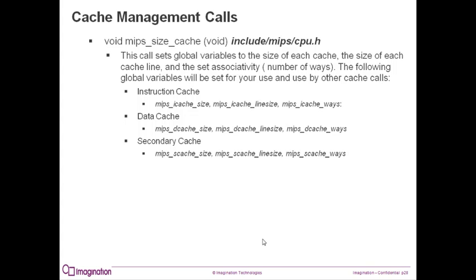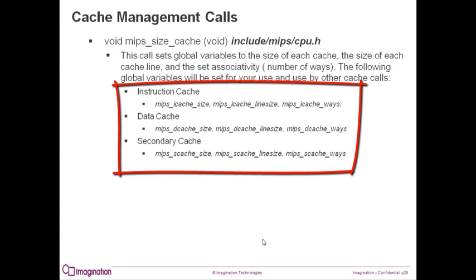There is a function that sets up global variables with the cache dimensions called MIPS size cache. Many of the other functions that follow rely on these global variables being set, so before you can call them, you must call this function. These are the global variables it sets.